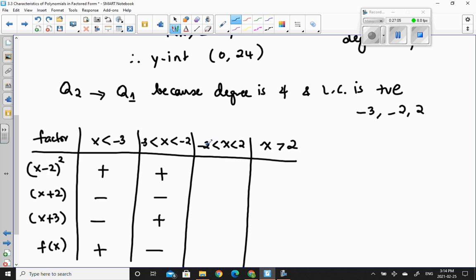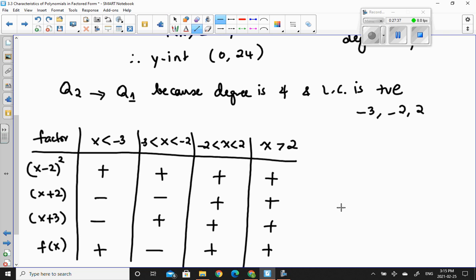Then think of a value between -2 and +2. Let's take an easy number like 0. 0 minus 2 is -2. You square that, you get a plus. 0 plus 2 is positive. 0 plus 3 is also positive. So when you multiply 3 positives, the function is positive. So between -2 and +2, the function is above 0. And for values of x greater than 2, let's take a value like 3. 3 minus 2 is 1. 1 squared is positive. 3 plus 2 is positive. 3 plus 3 is positive. And the product of these three is going to be positive.